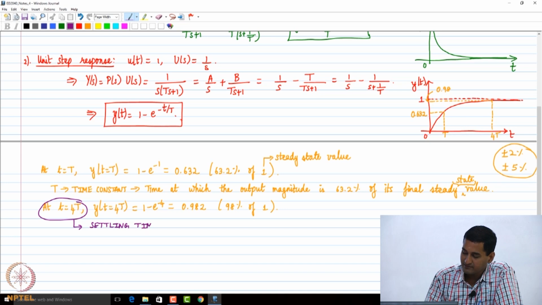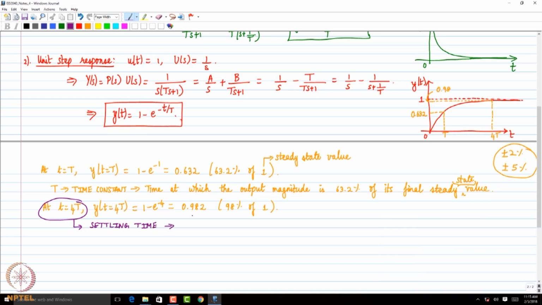So settling time for a first order system, we are asking the question: what is the time taken for the output magnitude to settle within 2% of its final value? So that's the question that we are asking.